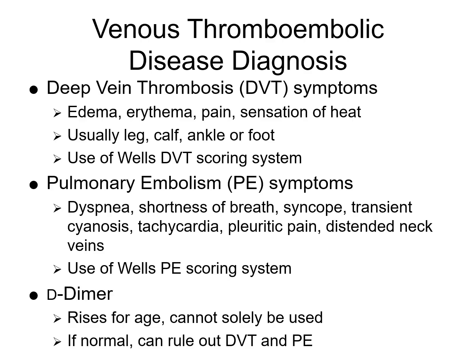There's also a Wells pulmonary embolism scoring system. This is a clinical prediction rule that is used to estimate the likelihood of pulmonary embolism based on the patient's history, clinical signs, and risk factors. This, once again, helps guide the decision on diagnostic testing and management.